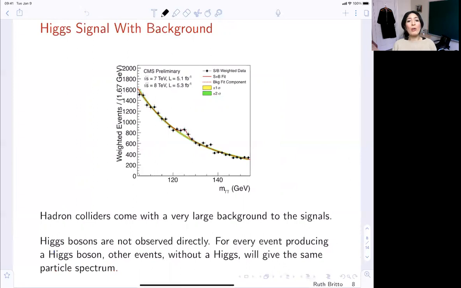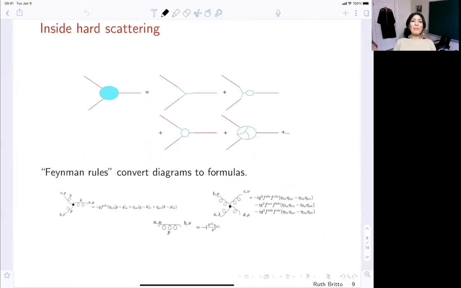This becomes even more important as we study the Higgs in more detail, and especially as we continue to hunt for particles and phenomena that are much more speculative. Now I'd like to invite you to look closely into that blue blob. What's in there and how do we calculate it?